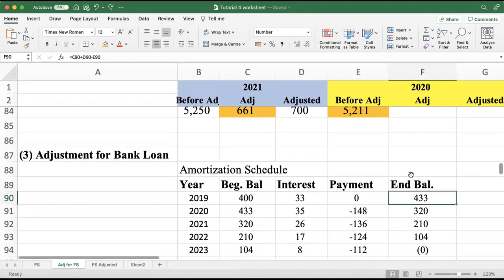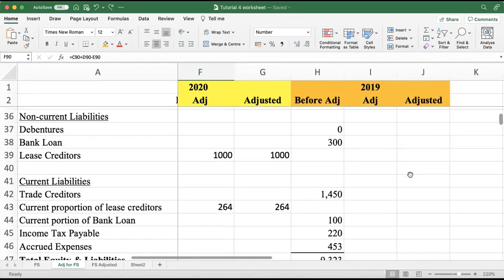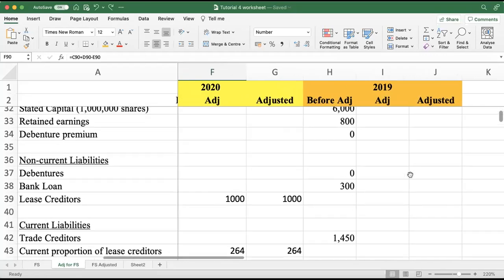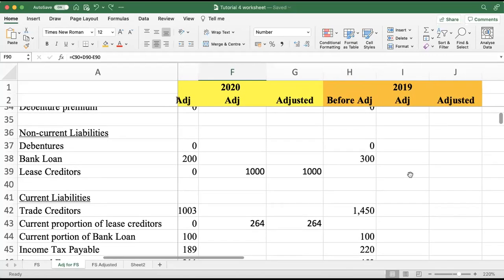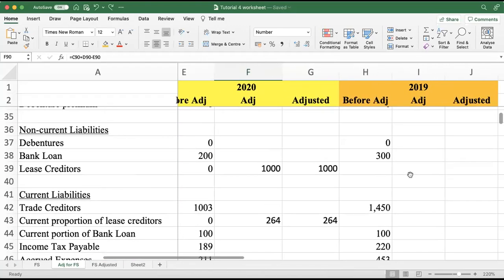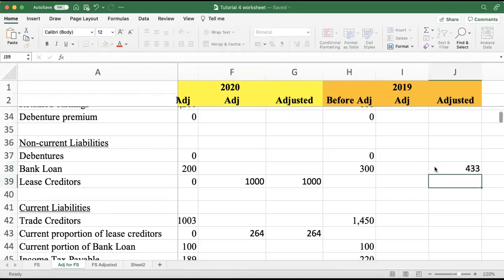So in your statement of financial position, 2019 bank loan should be 433. So the bank loan balance should be 433.